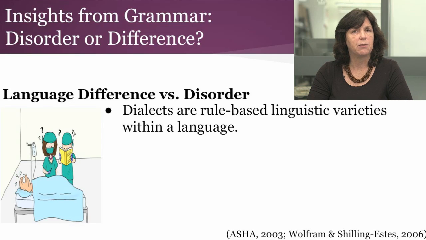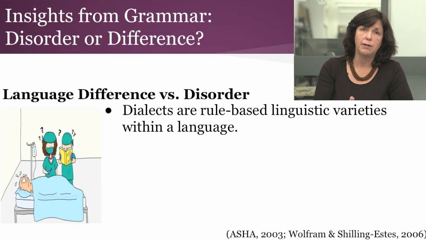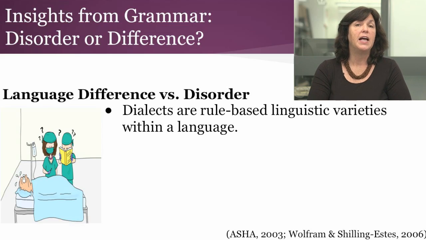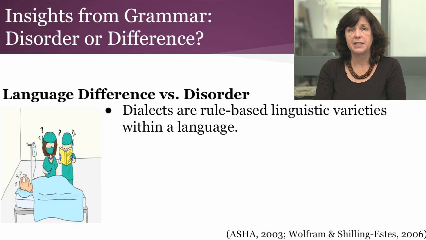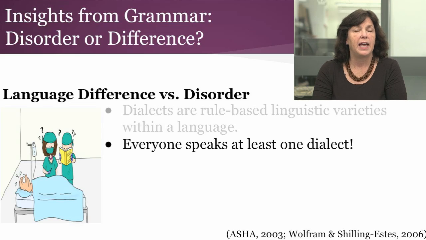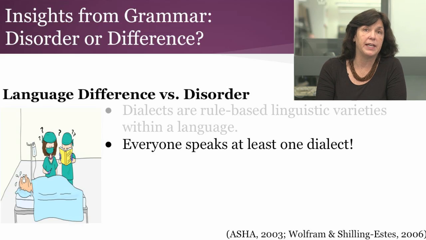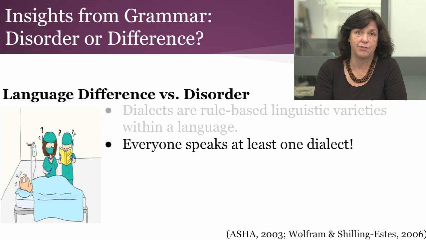Dialects are rule-based linguistic varieties within a language. Many people think that dialectal variations are just lexical in nature, like the difference between someone saying soda and someone saying pop. Lexical variations, however, are just one feature of a dialect. Other features include phonology, morphology, syntax, semantics, pragmatics, and suprasegmental features. Everyone speaks at least one dialect, including those who speak only Standard American English, like myself.